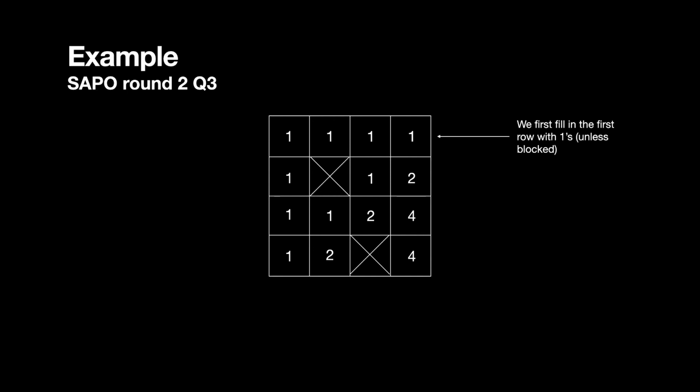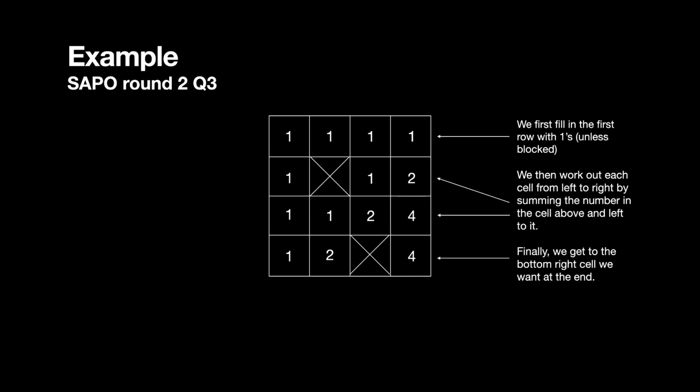And then for every row after that, we work on each cell from left to right in each row. So we go row by row from left to right by summing the number in the cell above and to the left of it. And finally, when you get to the last row, at the end, we can calculate the bottom right cell by adding the one above it and the one left of it. And the problem is done.